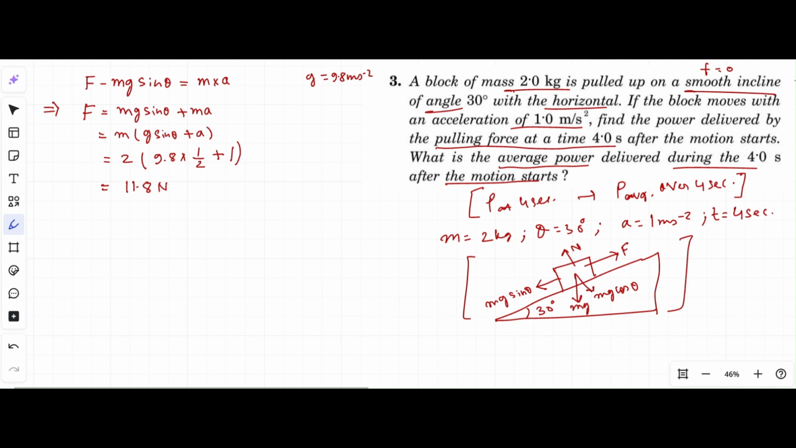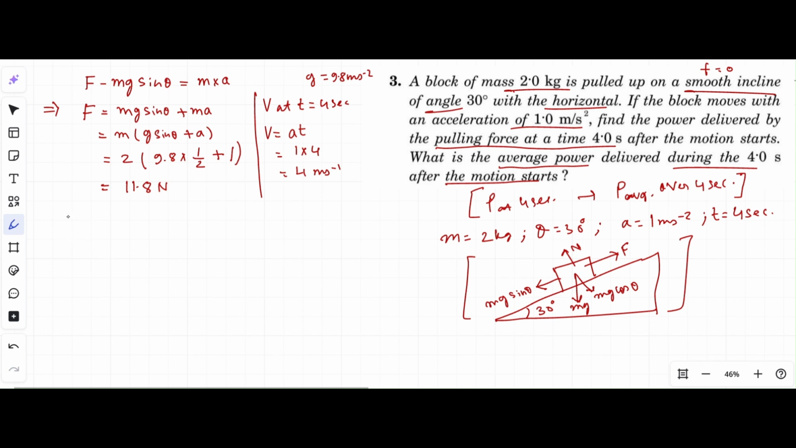Now this is just the starting. Now we need to also find the velocity at time t is equal to 4 seconds. V at t equals 4 sec is V is equal to at, which is equivalent to 1 meter per second square into 4, which is equivalent to 4 meter per second.